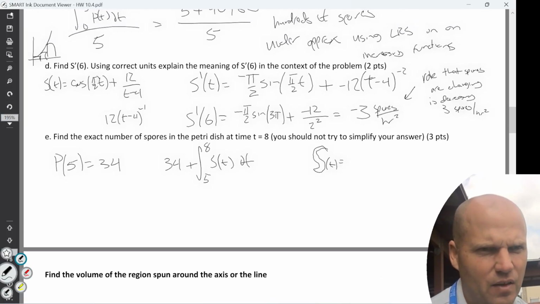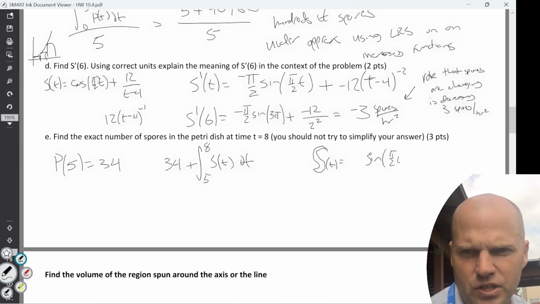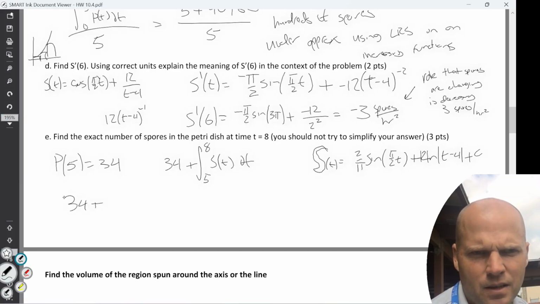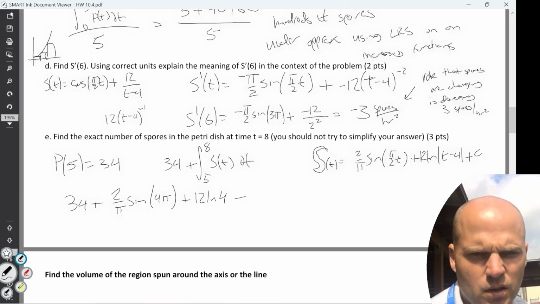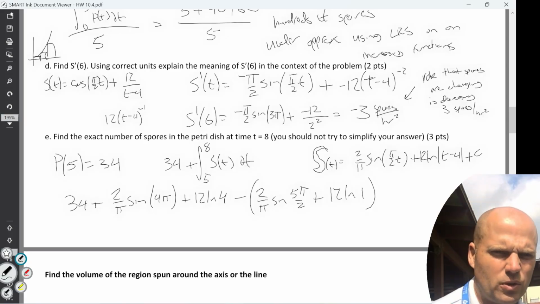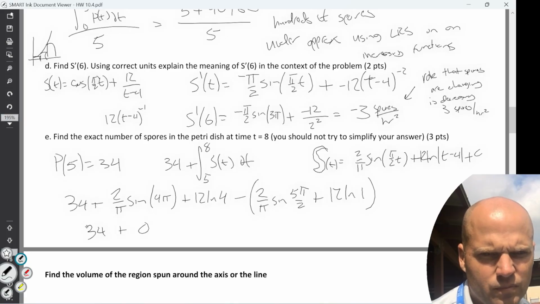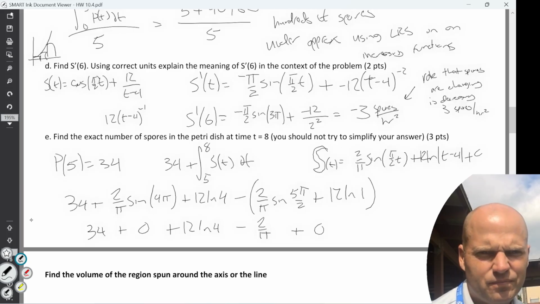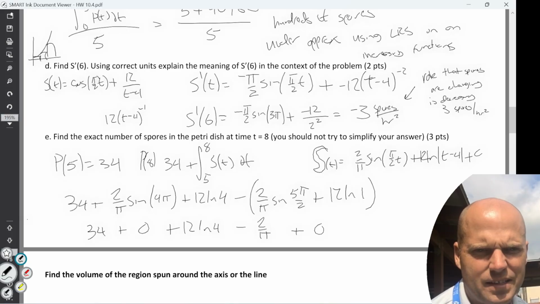We need to take the antiderivative of S. I'd have a positive sine of pi over 2 t, but I need to undo things with the 2 over pi. And I'd have a natural log, 12 times the natural log of t minus 4. There's a plus c, but I don't have to worry about it. I just need super S of 8. Don't simplify unless you really want to. And then I'm going to plug in 5. The c's will cancel. This is a 0. This is a number. This is 2 over pi. This is 0. This is my answer. This is my P of 8, essentially.